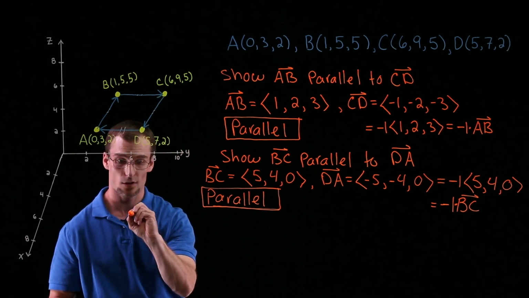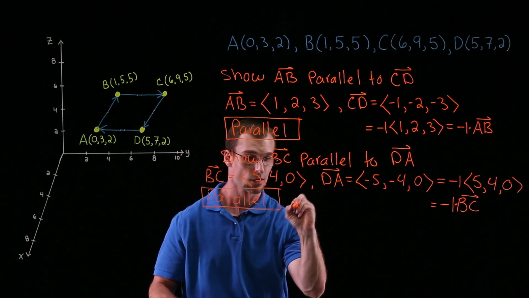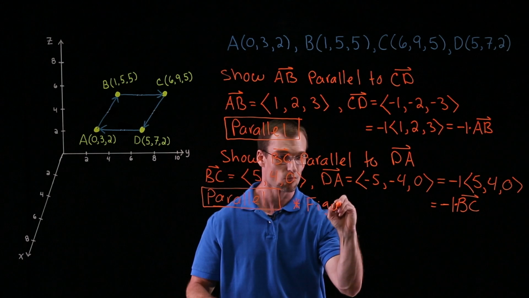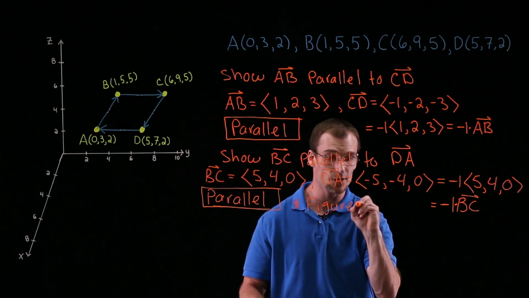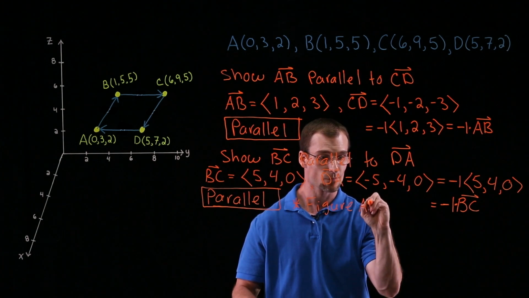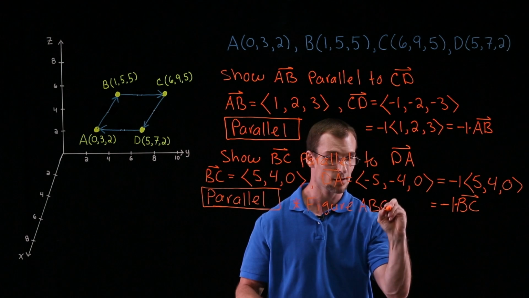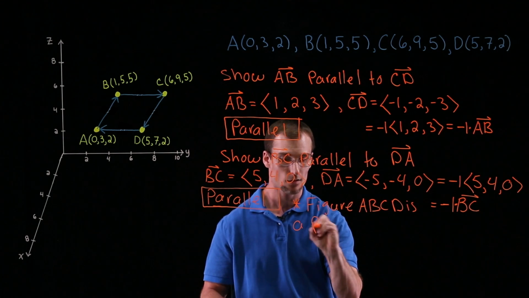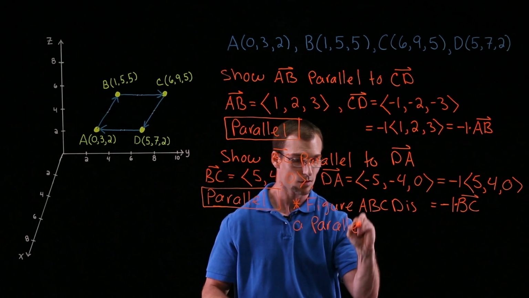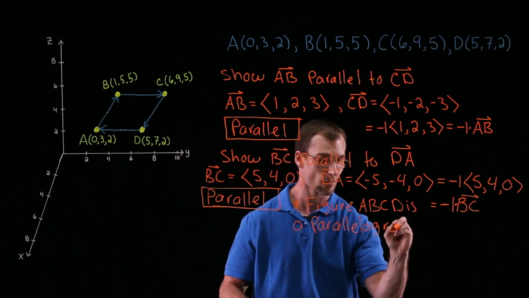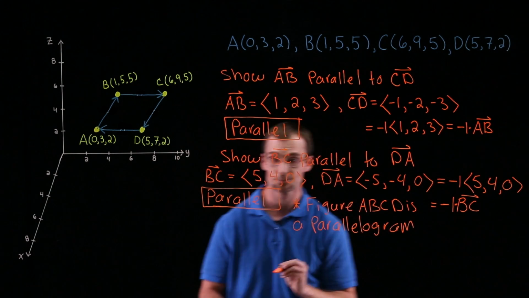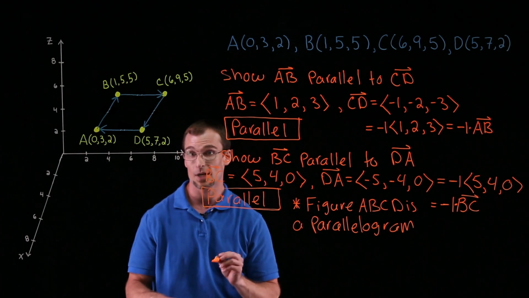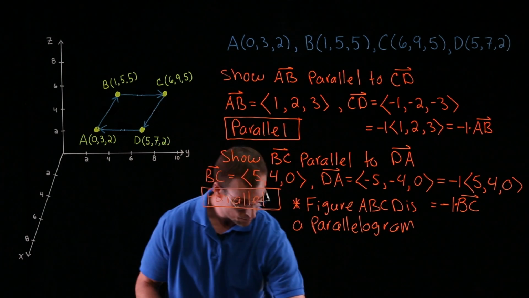So then we have, let's put it over here. We'll write our answer. So our figure, given by the points A, B, C, D, is a parallelogram. Okay, so we've confirmed it's a parallelogram. Now we want to find the area of the parallelogram. And how do we do that?